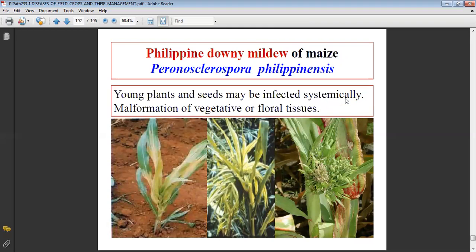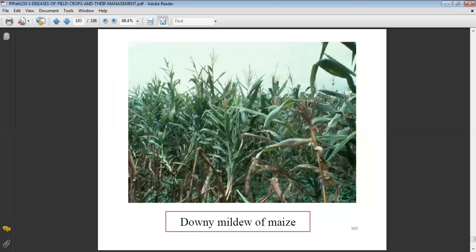Then we also have the Philippine downy mildew of maize, caused by the species philippinensis. The genus is again Peronosclerospora. It infects the young plants and seeds through systemic infection. Now there is malformation of the ear and floral tissue. So here you see the floral tissue. Here you can see a nice picture of downy mildew of maize.